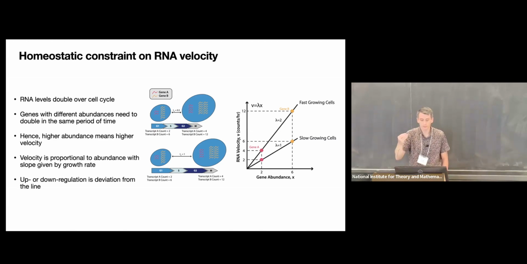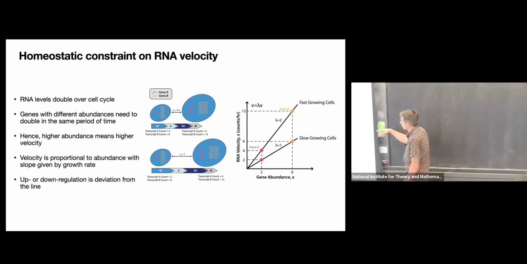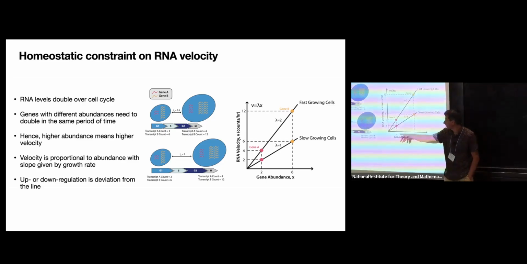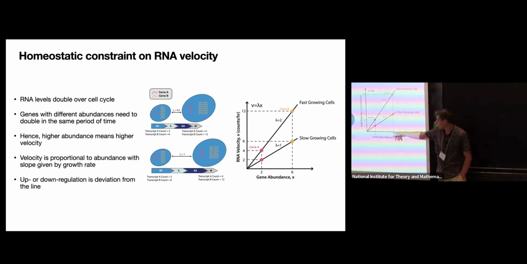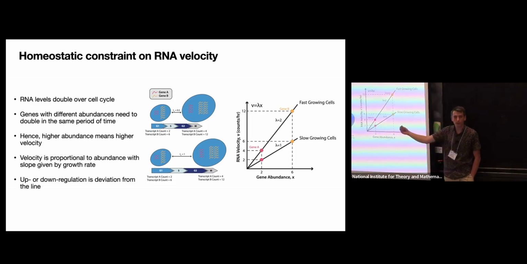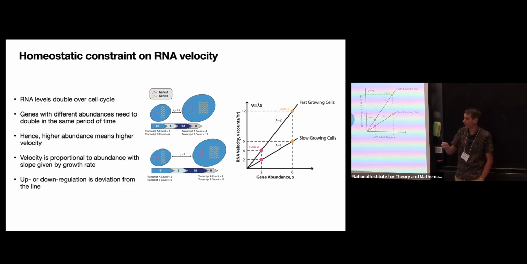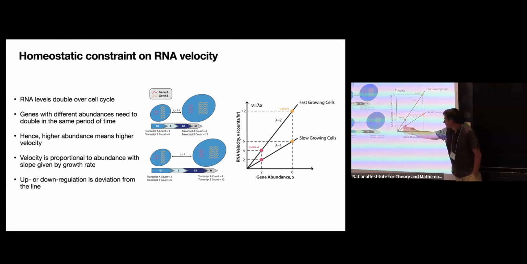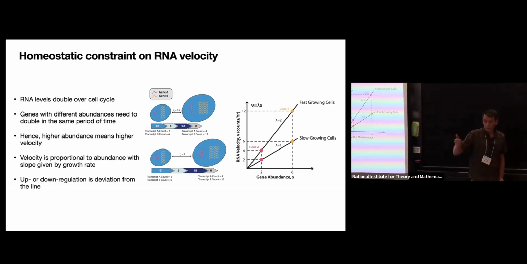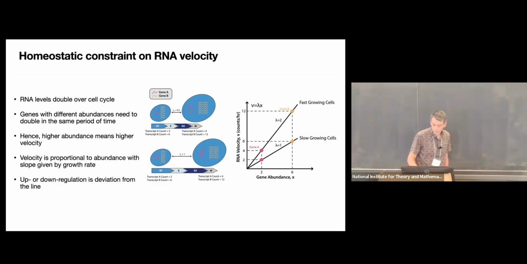A gene that starts out with 6 transcripts by the end of the cell cycle should have 12 transcripts. So that means the homeostatic velocity is necessarily positive. And it's positive in a way that introduces a relationship between the abundance of a gene and the average velocity of a gene over the cell cycle. Genes at higher abundance need a higher velocity because they have more transcripts to double over the cell cycle than a gene with a low abundance. And the slope of this line gives you the growth rate of the cell. Okay, so that's our homeostatic expectation.